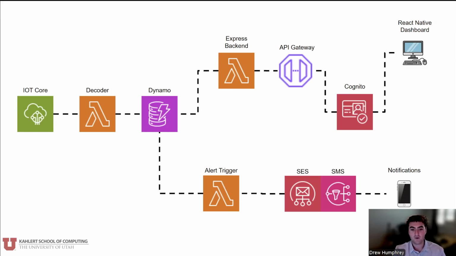On the other end, we have our alerts. This is done via event-driven programming, so the Lambda is triggered whenever new data gets sent into the DynamoDB. Here, we can then use SMS or email and also push notifications to send the user alerts.